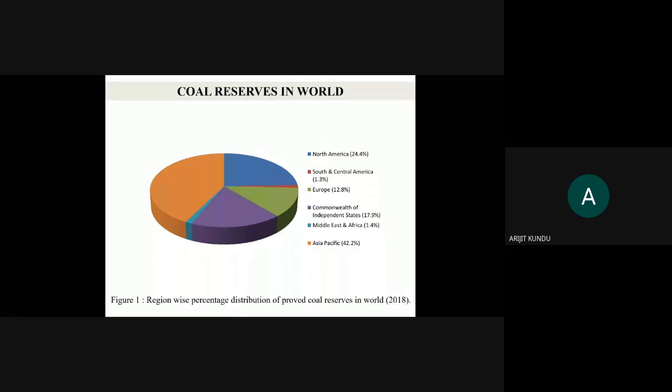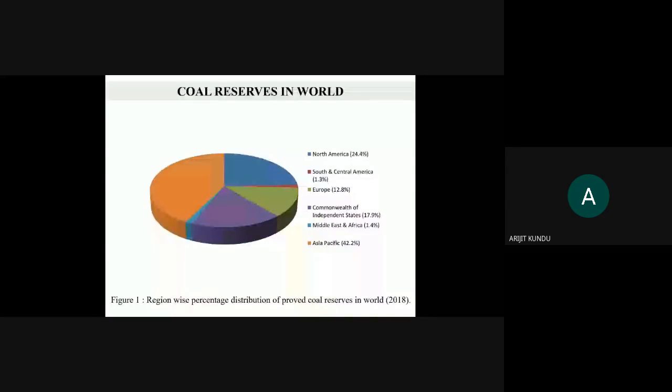Next slide. You can see the region-wise percentage distribution of proved coal reserves in the world in 2018. Asia Pacific has the highest coal reserves in the world with a share of 42.2%, and after this North America is 24.4%, and some other regions can also be seen in this pictograph.